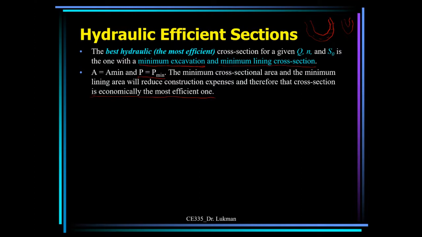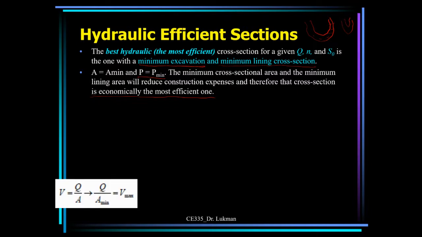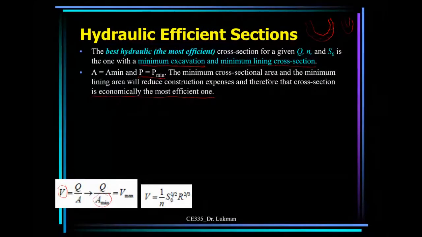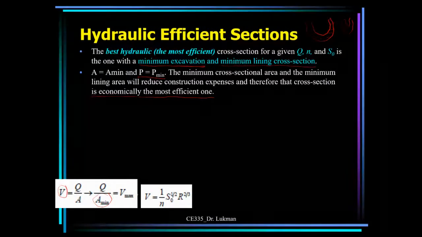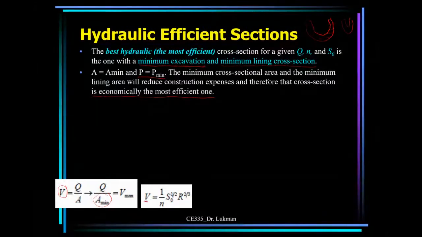So here we are saying hydraulically efficient sections. And how do we achieve this? Velocity is Q over A. So if A is minimum, V should be maximum, isn't it? When V is maximum, this is from Manning's formula, you see there is no A here, so that's why we have V. When V is maximum, these are constant: bed slope and n are all constant. When V is maximum, it means R is also maximum.